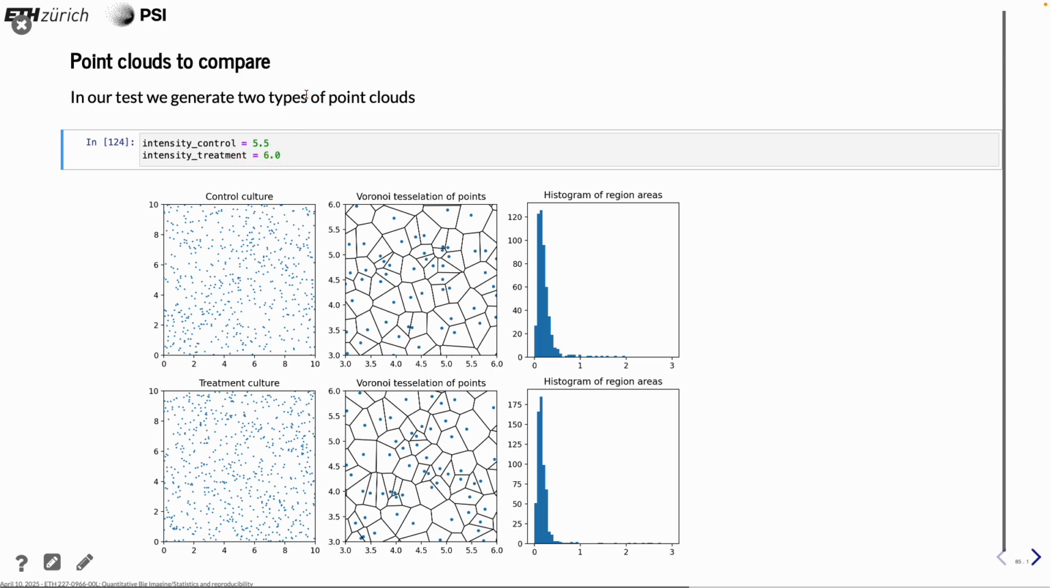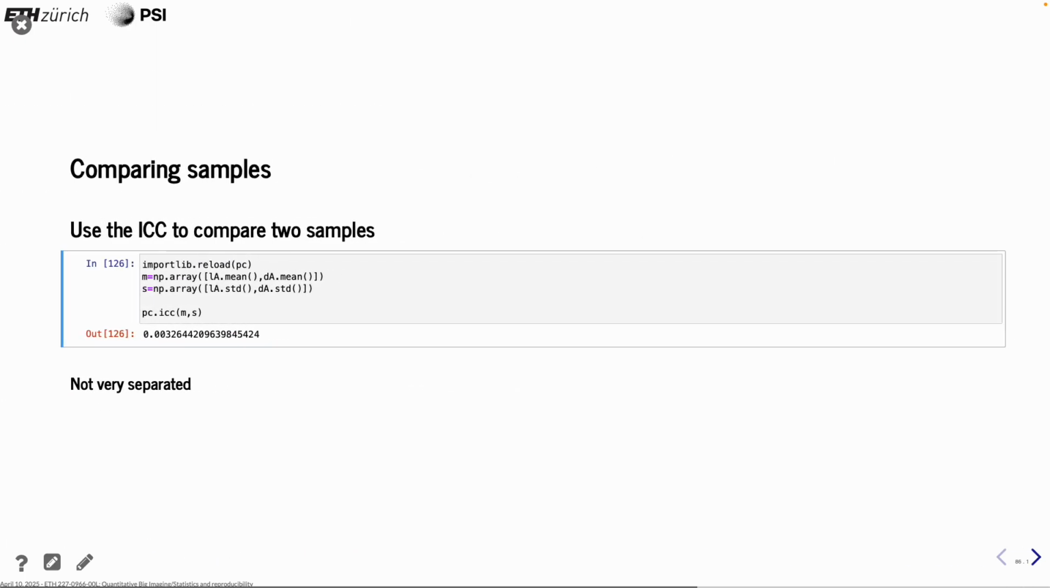Looking at these images, it's not really obvious that they are different, but they come from two different distributions. Now we want to compare them. Also, the histograms look very similar, but let's compare. We try to compute first the ICC, and with these histograms, the ICC tells us that they are more or less overlapping because it's a very low number. So the question is, how well can we actually separate these two?